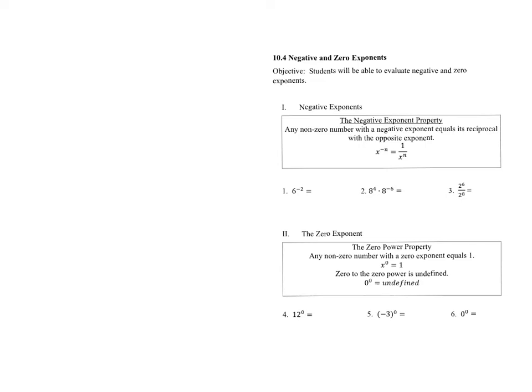Today's lesson is on negative and zero exponents. Before we dive into the lesson, I kind of want to show you why this works. If you look over to the right, it says negative exponents: any non-zero number with a negative exponent equals its reciprocal with the opposite exponent, meaning x to the negative n is the same thing as 1 over x to the n. So that's not exactly intuitive to think about.